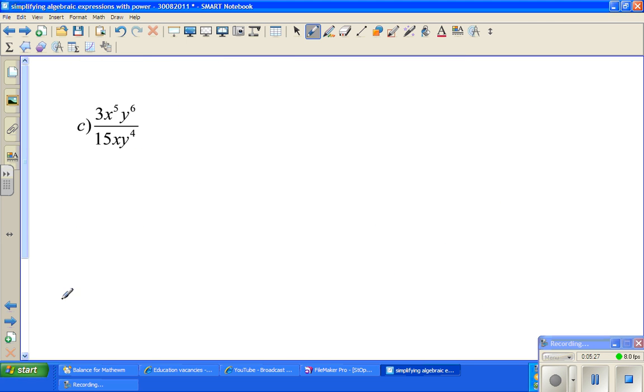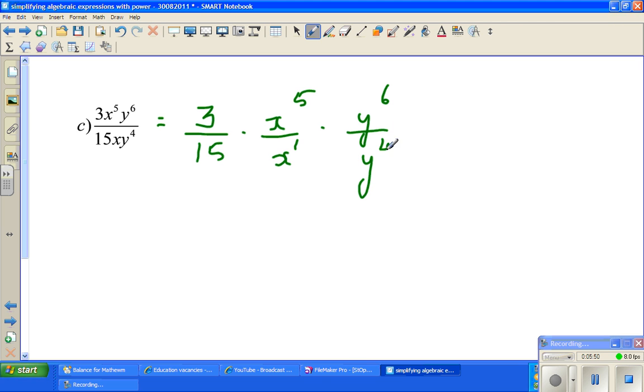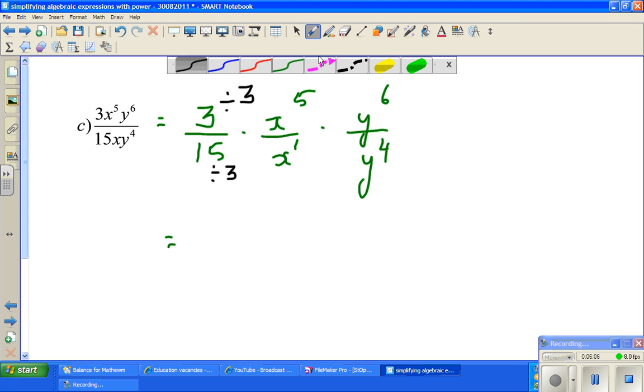Okay, the last example. Here, what we're going to do is, so let me change color, a different color. Let me use green now. So I'm going to write this as 3 over 15, x to the power 5 over x to the power 1, times y to the power 6 over y to the power 4. Okay. Now, which number goes into 3 and 15? Well, you say, okay, 3 goes into 3, so you can divide that by 3. So if I divide this by 3, you have to divide this by 3 too. So 3 divided by 3 is 1, over 15 divided by 3 is 5.